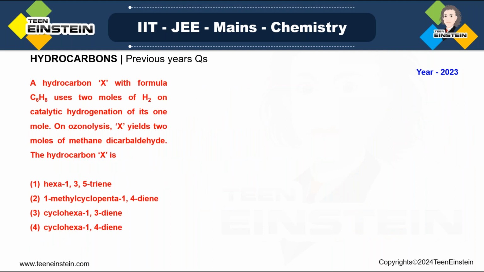A hydrocarbon X with formula C6H8 uses 2 moles of H2 on catalytic hydrogenation of its 1 mole. So when you have taken 1 mole of C6H8, you need 2 moles of H2. It means what? There must be 2 unsaturations. That is the reason H2 is added.